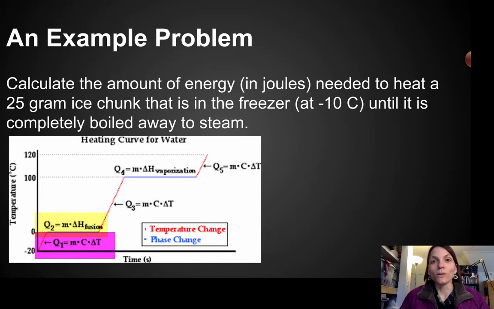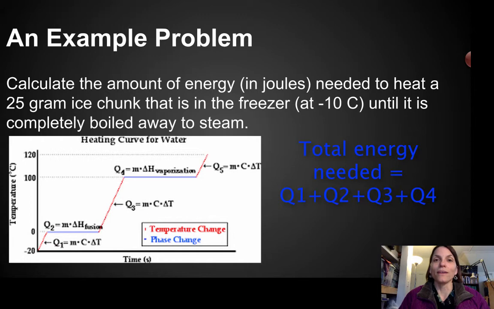Once it's completely melted, we're going to go back to Q equals mc delta T. We're going to figure out how much energy is needed to raise that mass of water from 0 degrees Celsius to 100 degrees Celsius. And then the final step in our calculation, we have to figure out how many joules are required to boil away the water. So we'd again use Q equals m times the heat of vaporization, delta H vaporization. So when we figure out the energy for each of those 4 steps, we can total them all up, and we can tell the number of joules required to make this transition from an ice cube at negative 10 degrees to steam.